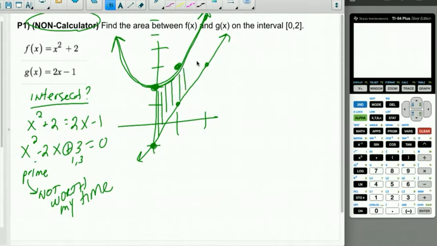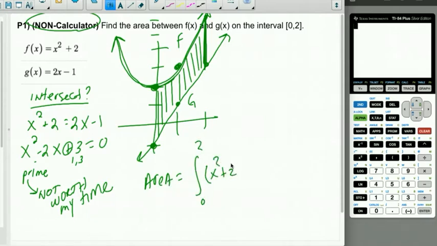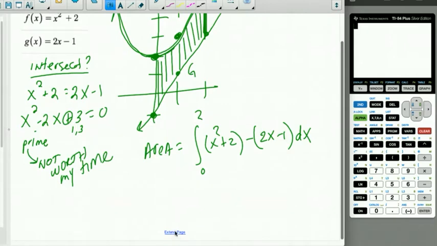So the interval I'm looking at is basically this shape, meaning that f is always on top and g is always on the bottom. So when I integrate, the area that I want to find is going to be the integral from 0 to 2 of the top curve, which is x squared plus 2, minus the bottom curve, which was 2x minus 1, with respect to x.